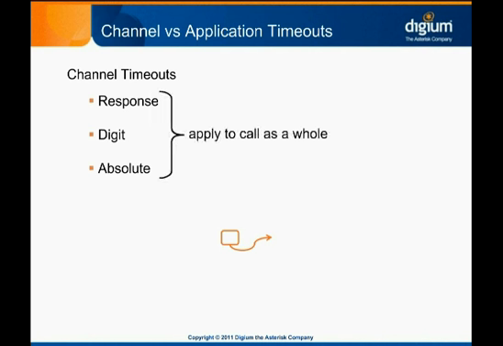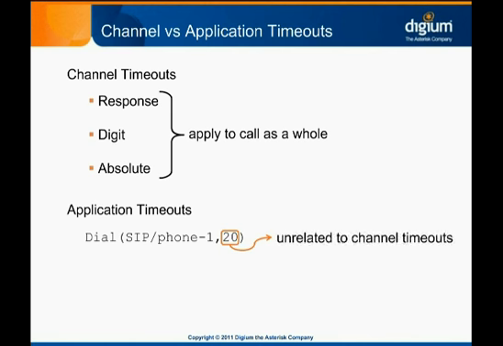These timeouts all apply to the call as a whole, and not to the specific behavior of a given application. For example, the dial application has its own timeout, the number of seconds to give the called party to answer before the dial is canceled. That timeout is specific to the dial application and is unrelated to any other timeouts. The 3 timeouts we'll take a look at now are related to the Asterisk channel, not a dial plan application.